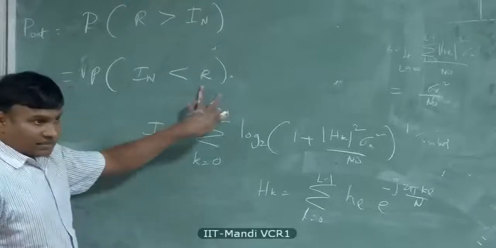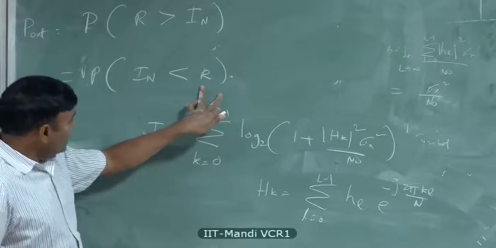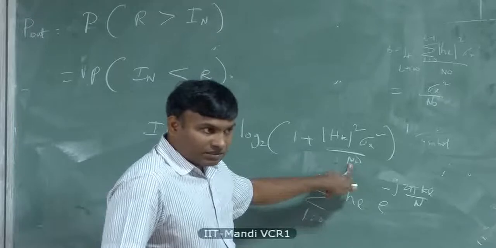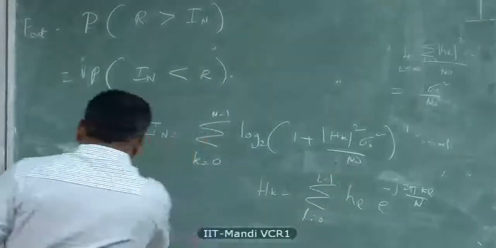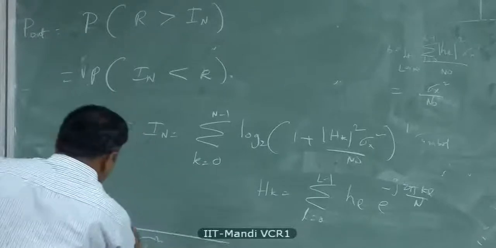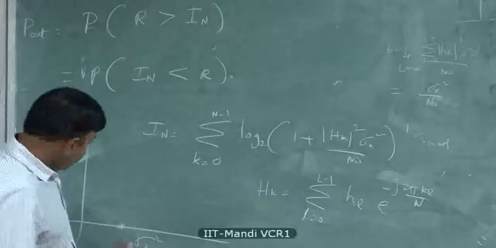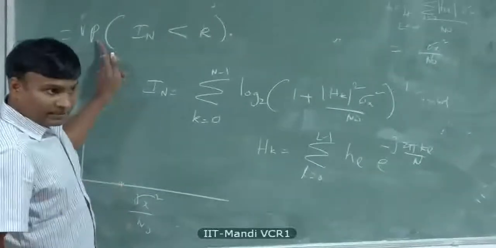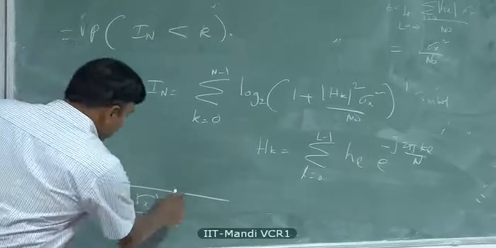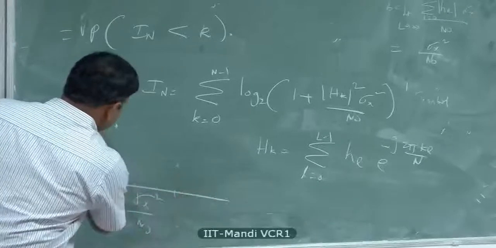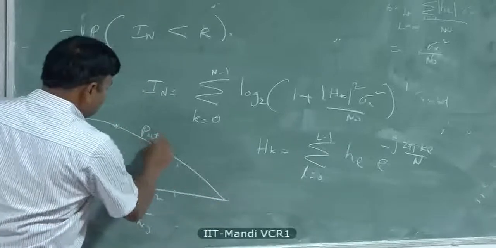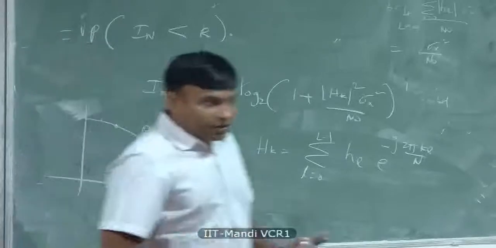So you fix a rate R, and you fix a value N naught. So I will take 1 over N naught, sigma x square by N naught. I will take one point here. For that point, I can calculate this probability. And now I take another N naught. This is P out. This P out is an outage probability.